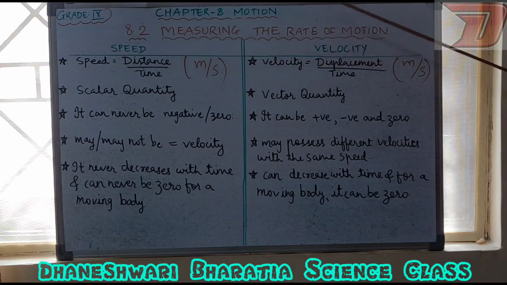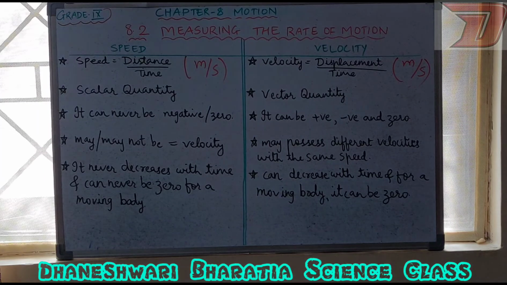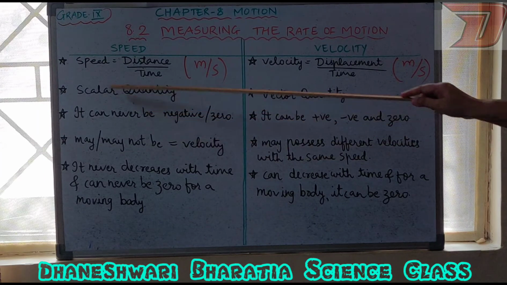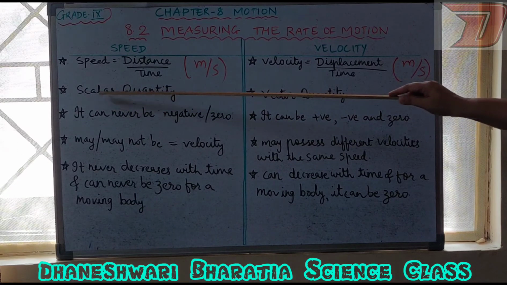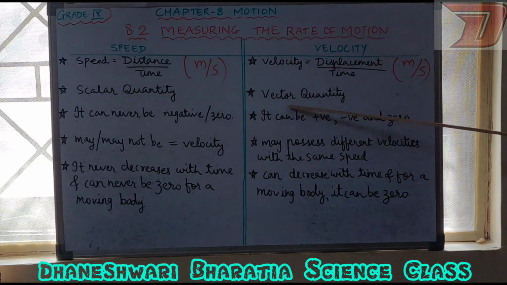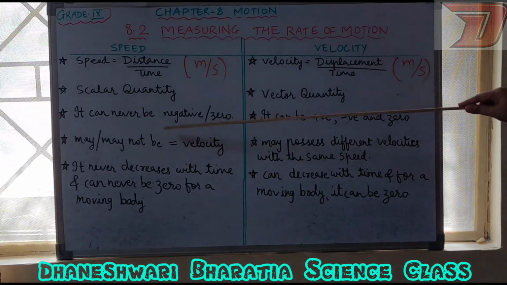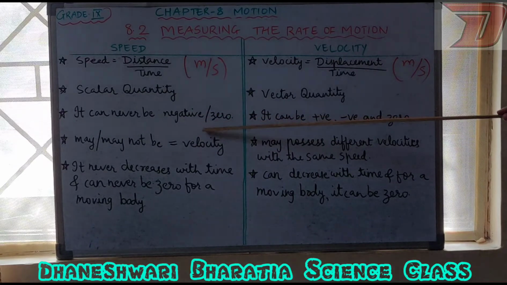So here, speed and velocity, they both have the same units, right? And the rest of the points noted on the board are all the points of difference, right? Speed does not need any direction, that is, it is a scalar quantity. Velocity needs the magnitude as well as the direction, that is why it is a vector quantity, right? We know that speed can never be negative or zero, right?